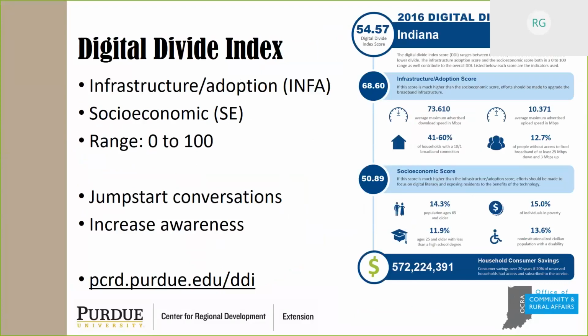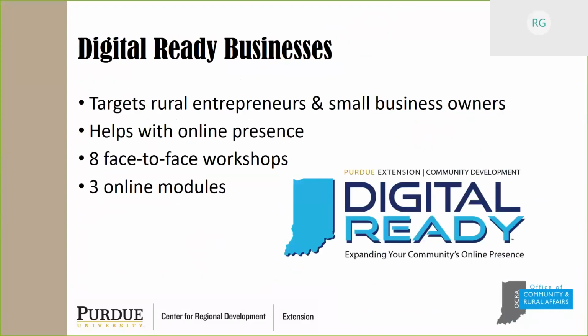Lastly, I'm going to share some resources that we have here in-house. This is a digital divide index. It shows a score that considers socioeconomic factors as well as infrastructure and adoption at the neighborhood level. It's very good to jumpstart conversations. You can see the URL there, and you can go check it out more. The Digital Ready Businesses is a brand new Purdue Extension community development program that we're launching that helps rural communities, rural entrepreneurs, and rural businesses improve their online presence and remain competitive in the digital age.